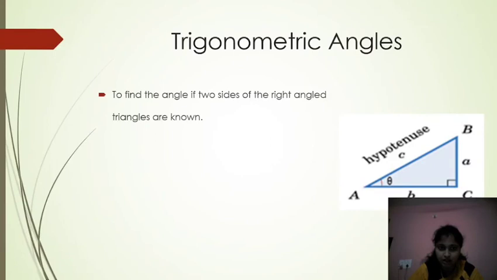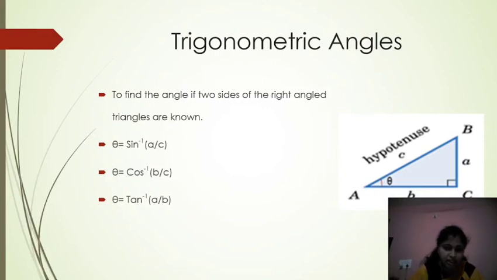If you see, theta equals sine inverse of A by C, only if A and C are known. If suppose B and C are known, theta will be equal to cos inverse of B by C. Similarly, if A and B are known, like perpendicular and base are known and hypotenuse is not known, you can either find out the hypotenuse by Pythagoras theorem, that is square root of A square plus B square equal to C, or you can find out directly by tan theta's formula, which is theta equal to tan inverse of A by B.